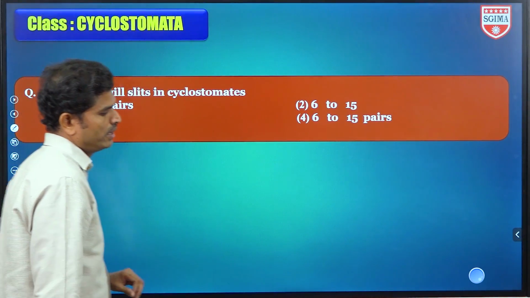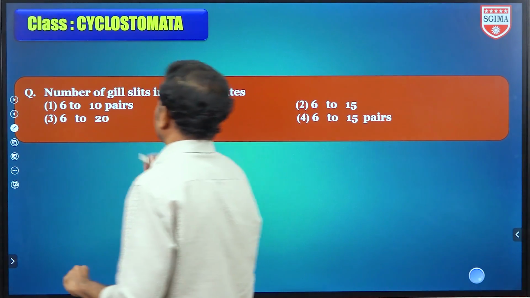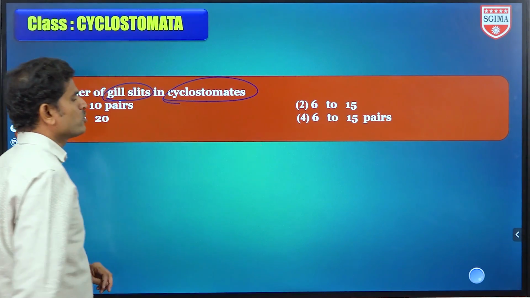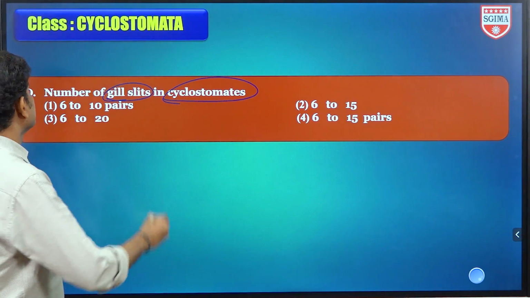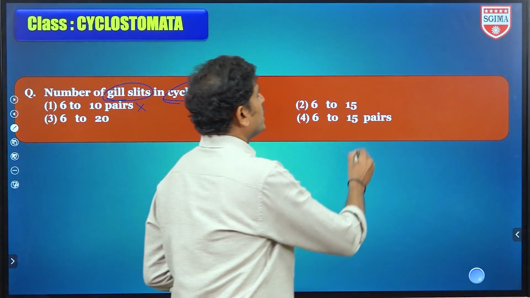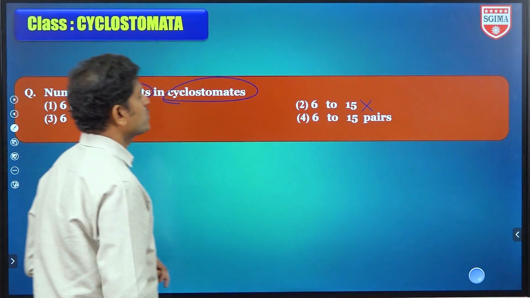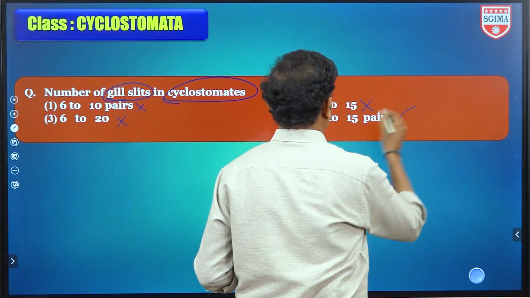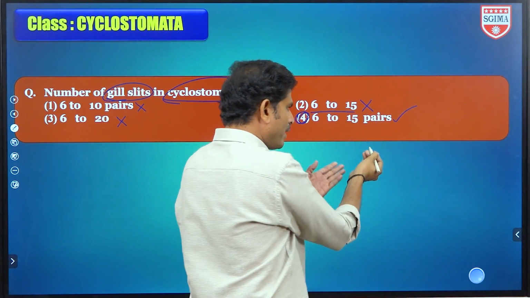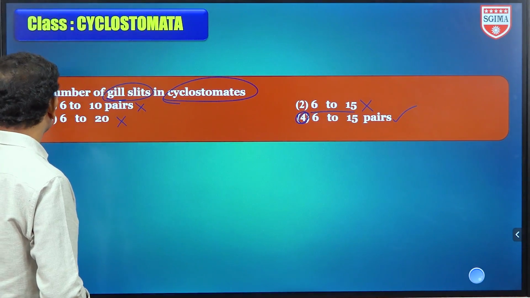Yes, next question, read this one. Number of gill slits, not gills, gill slits in cyclostomates. How many gill slits can cyclostomates have? 6 to 10 pairs, wrong. 6 to 15, wrong. Next one, 6 to 20, wrong. 6 to 15 pairs is correct. Pairs is correct. You may doubt why 6 to 15 is wrong here: pairs was not mentioned there, here pairs is mentioned. Pairs is very important. Okay, next slide.